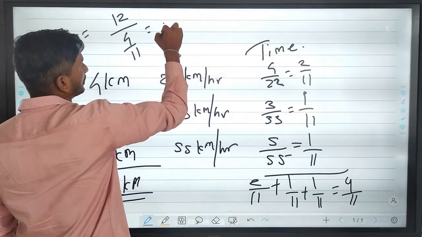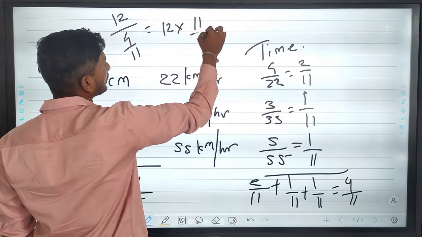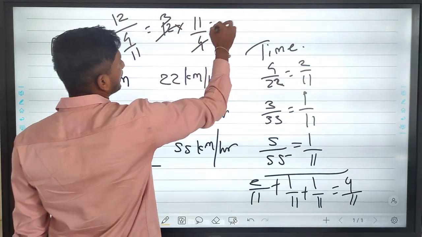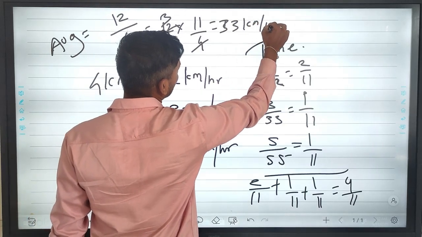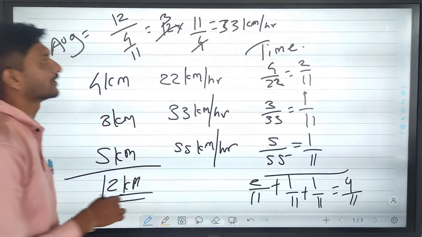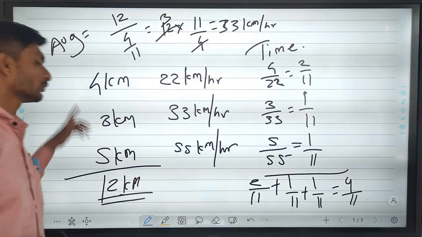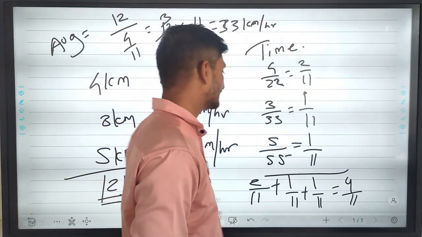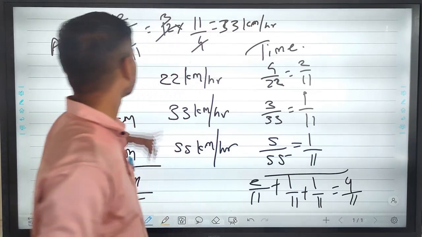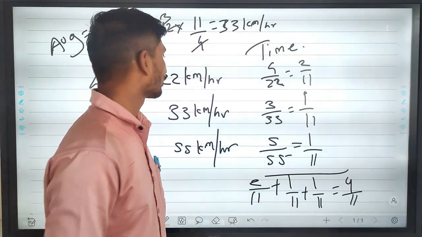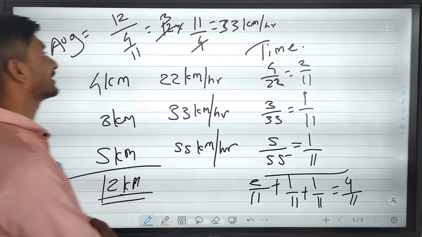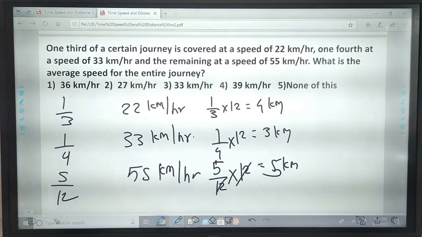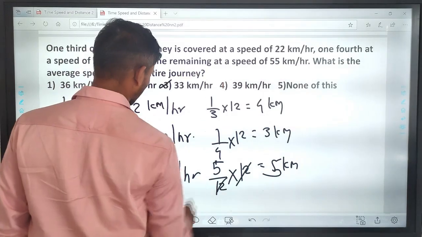Then this becomes 11 by 4 times 12. Now your average speed is 33 km per hour. You find the average speed by total distance divided by total time. Total distance is 12 km, total time is 4 by 11, and 12 divided by 4 by 11 is 33 km per hour. So your average speed is 33 km per hour.